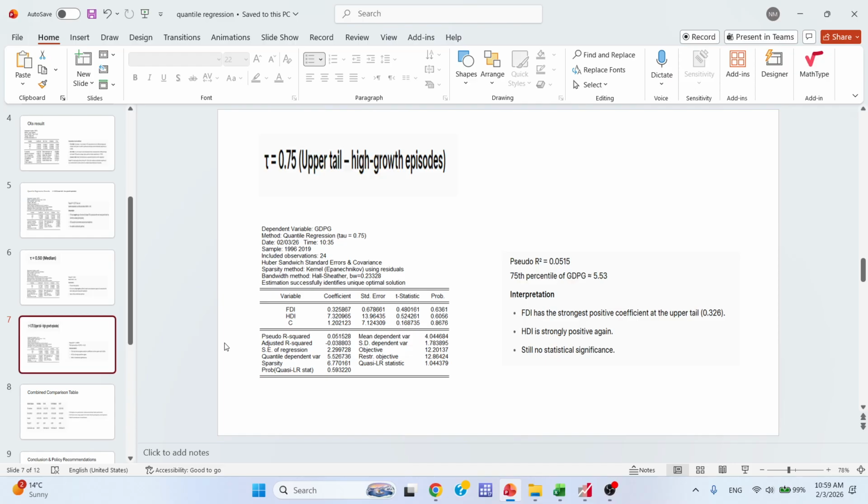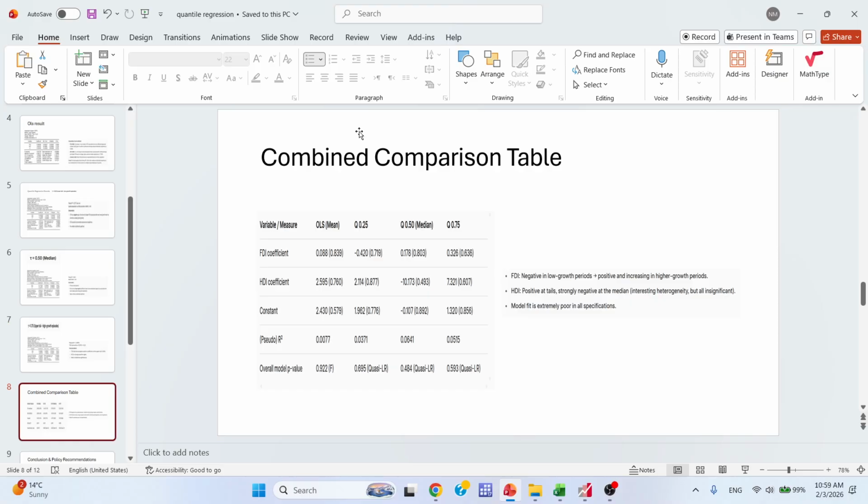Now I have already made a table where we want to combine and compare the results of all of these. The first column is showing the OLS result. The second column is showing the quantile regression of 0.25. The third column is showing the median result of quantile regression, and the fourth, or last column, is showing the quantile regression result of the 75th percentile.